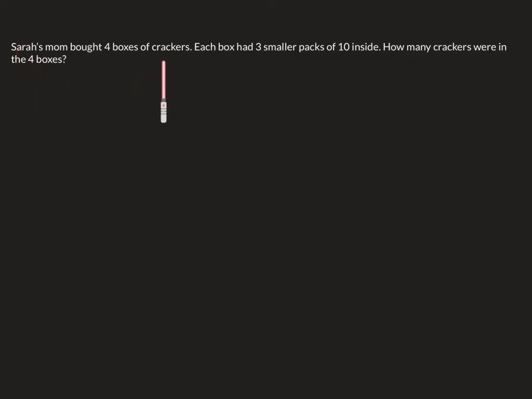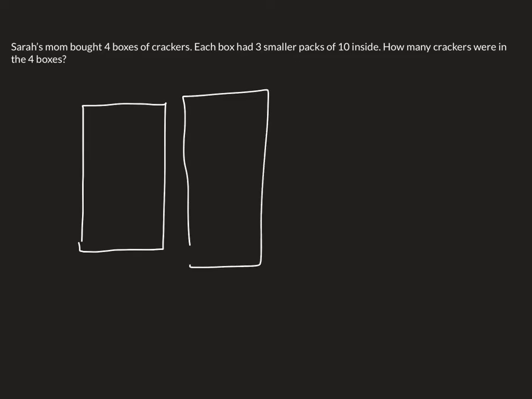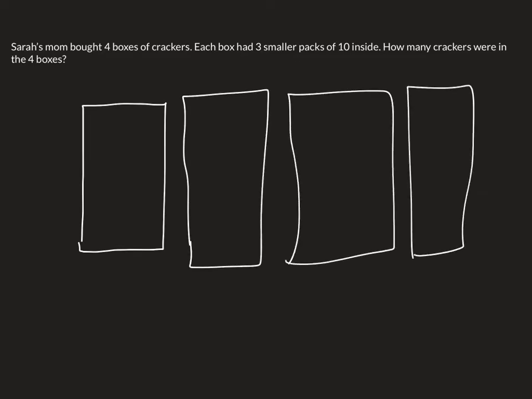Sarah's mom bought 4 boxes of crackers. Each box had 3 smaller packs of 10 inside. How many crackers were in the 4 boxes? Well, the first thing we can do is draw the boxes. Let's draw a model. So it says Sarah's mom bought 4 boxes of crackers. So here's 1 box, 2 boxes, 3 boxes, 4 boxes.